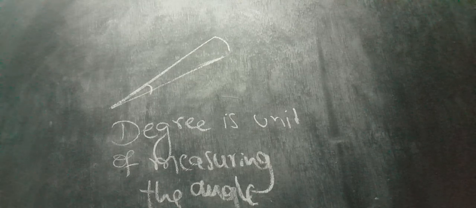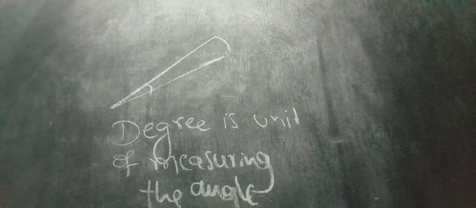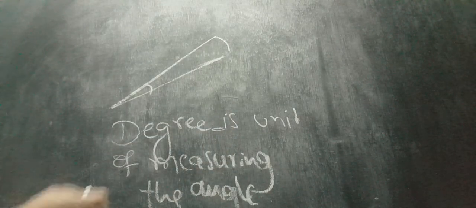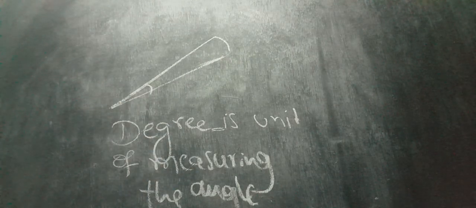What is the distance between Hyderabad and Siddipet? 105 kilometers. What is the distance between this phone and the board? Say 100 centimeters. What is the distance between this E and I? 2 centimeters. Okay, that is about distance. But when we speak about the measurement of an angle, we have to use the word degree.